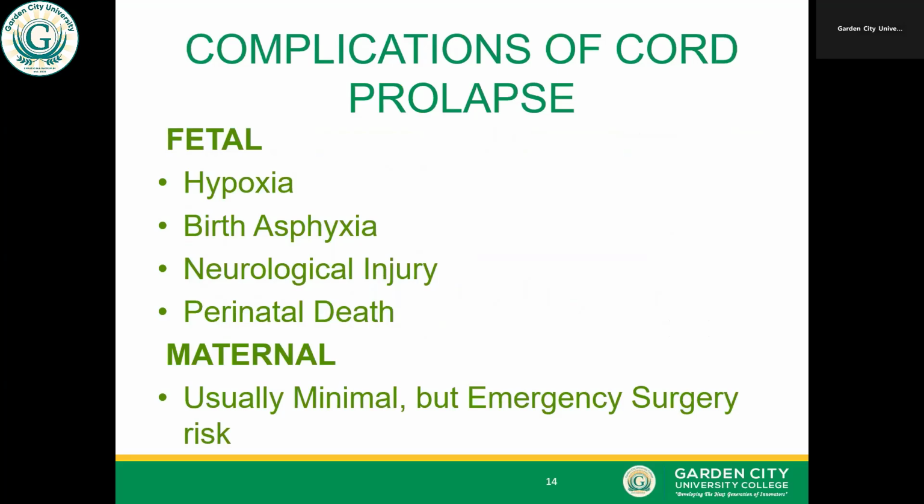Complications of cord prolapse, we have fetal hypoxia. So you know that when we said the occlusion, especially when the presenting part is pressing on the cord, it will occlude blood supply to the fetus. So definitely hypoxia will occur, and then the baby will have birth asphyxia, and then there will be neurological injury to the baby, and then perinatal mortality. For the mother, the only complication that the mother might face is that we have to do emergency surgery. So that is the risk for the mother.